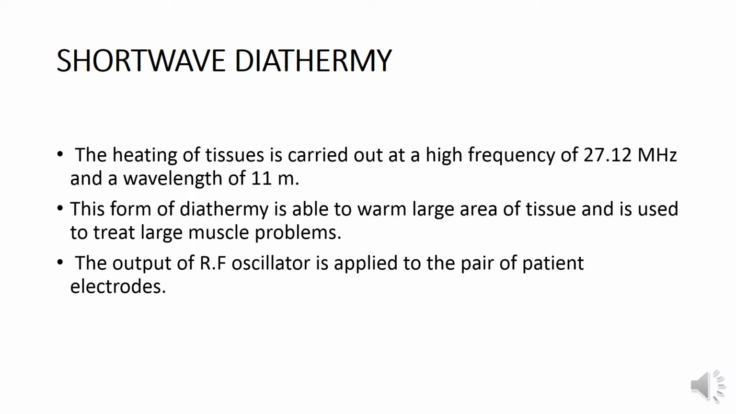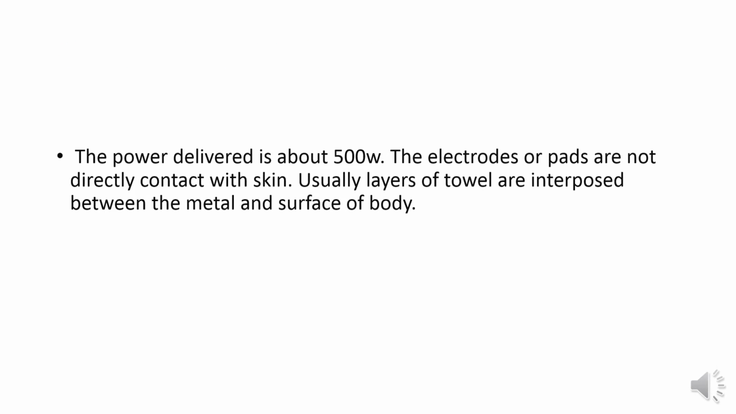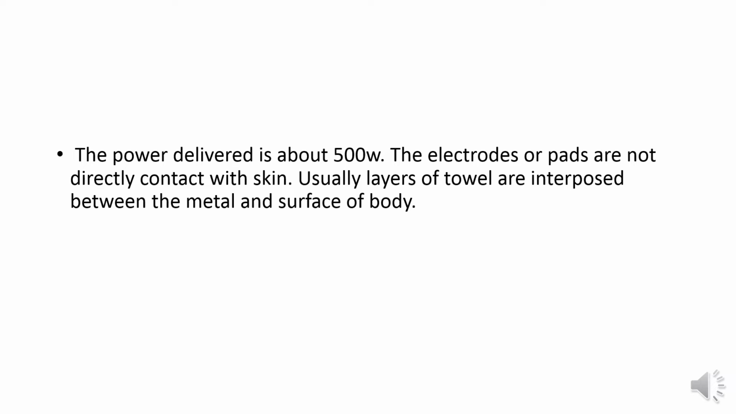The output of the RF oscillator is applied to the pair of patient electrodes. The RF energy, that is the radio frequency energy, will heat the tissue and promotes the heating of injured tissue and inflammations. The power delivered is about 500 watts. The electrodes or pads are not in direct contact with the skin. They are usually layers of towel interposed between the metal and the surface of the body.